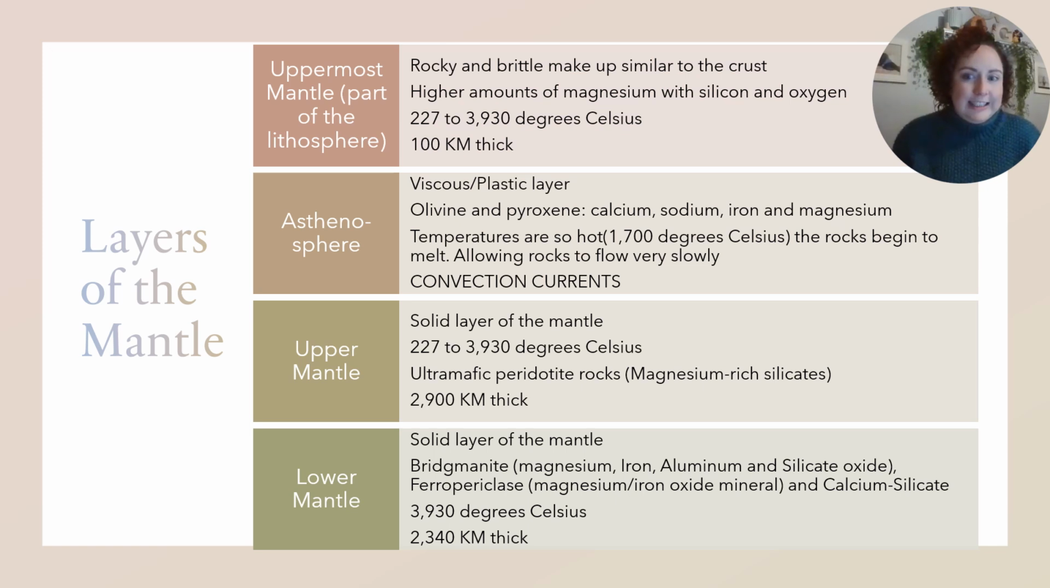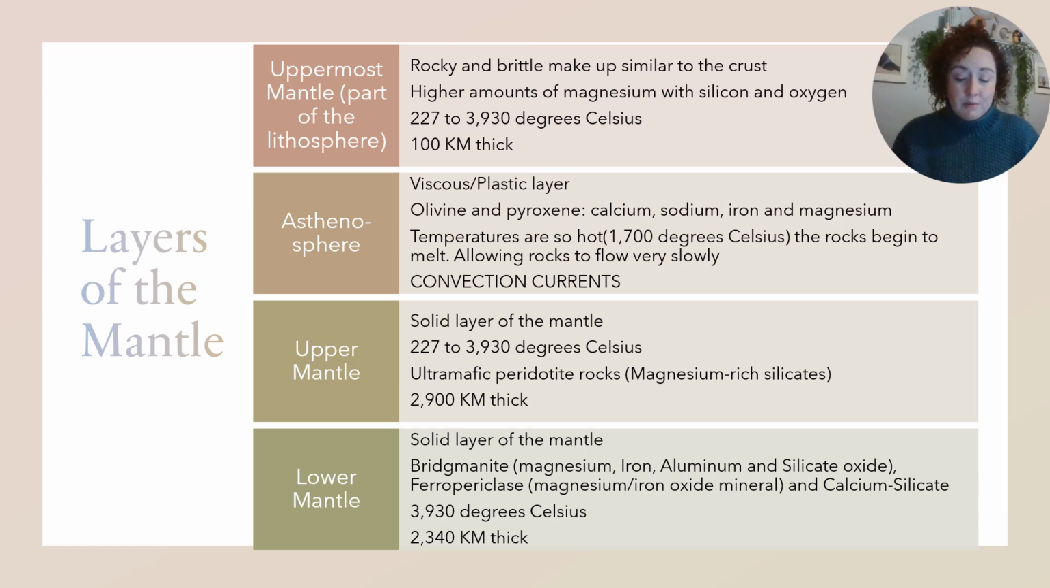Now, there are technically 4-ish layers of the mantle. But remember, the uppermost part of the mantle is what is connected to our lithosphere. So this is that rocky, brittle makeup, similar to the crust, higher amounts of magnesium and with silicon and oxygen still mixed in. It can reach an average of about 227 degrees to 3,930 degrees Celsius, but that's mainly the range from the uppermost mantle down to the lowest portion of the mantle. Because the mantle is so complex, scientists aren't really able to put better numbers to all that.